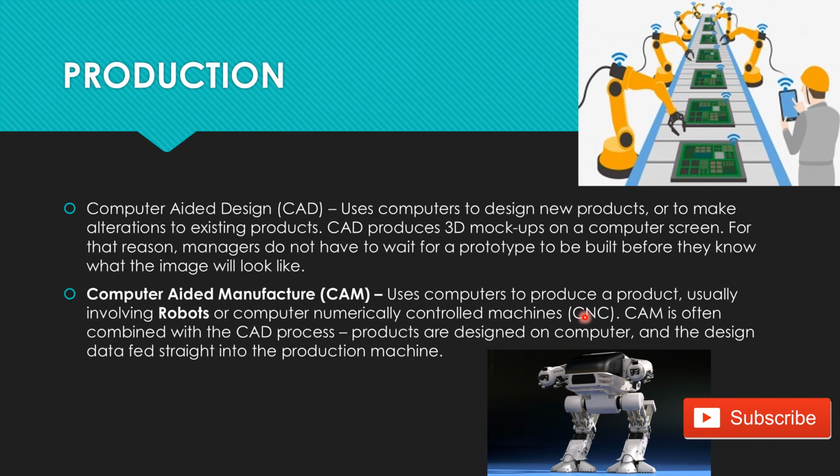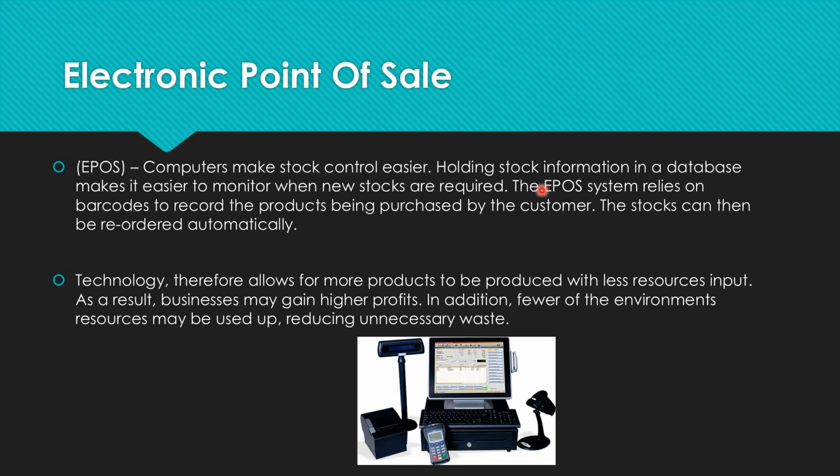Computer aided manufacture, CAM, uses computers to produce a product, usually involving robots or computer numerically controlled machines, CNC. Computer aided manufacture is often combined with the computer aided design process. Products are designed on a computer and the design data feeds straight into the production machine and you get an output.